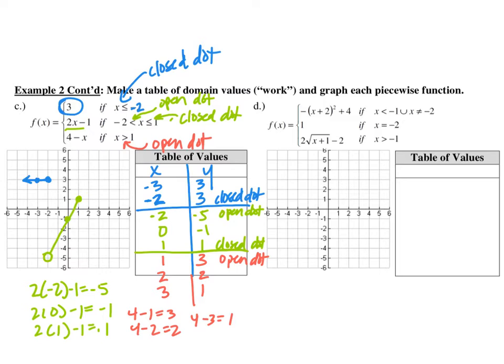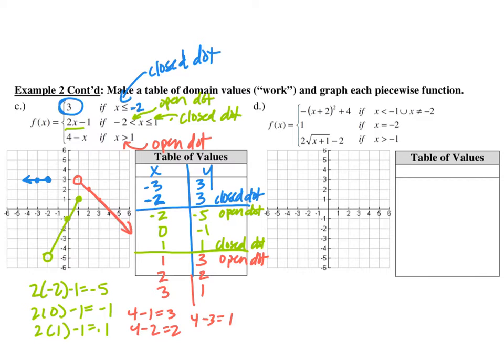Now we have the last section. So we have an open dot at 1, 3, 2, 2, 3, 1, and then we're going to continue our arrow to the right. And that's the function. All right, now let's take a look at the last function here.